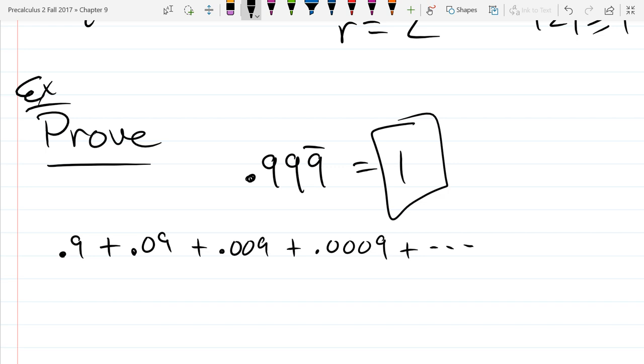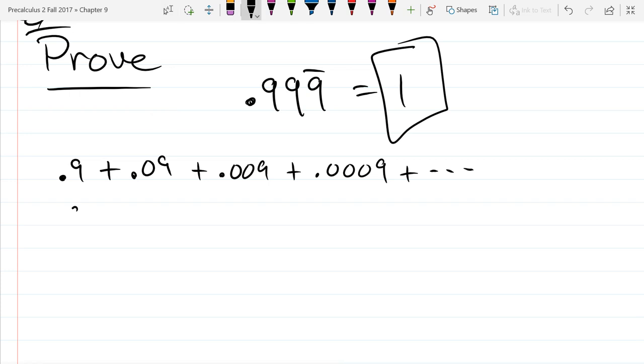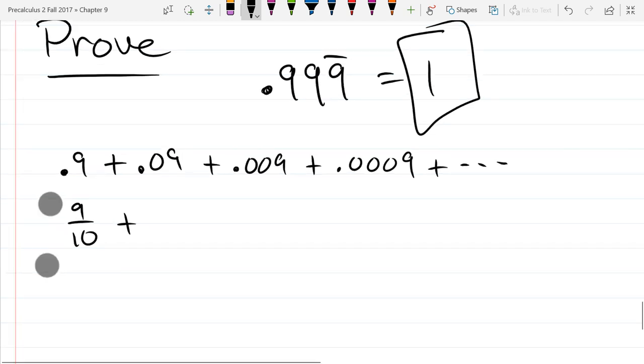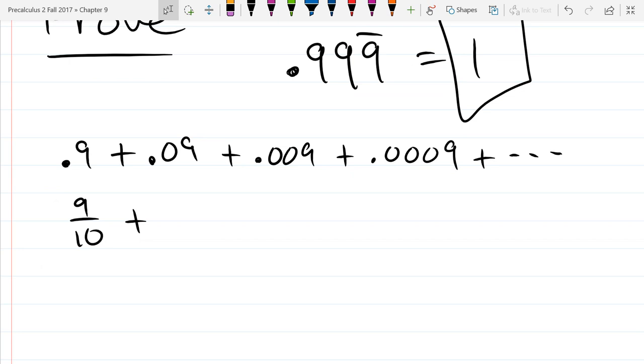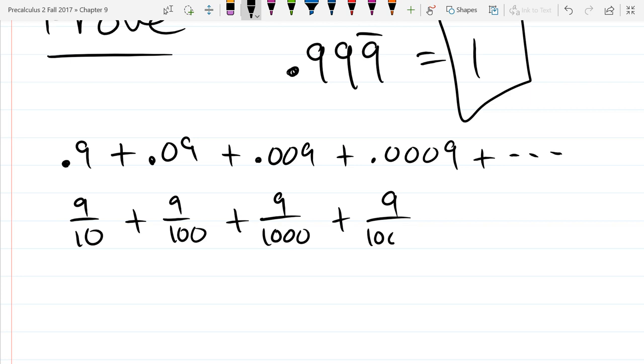So you should be able to see if I add just these first four together, I'd get 0.9999. And if I keep going, I get the next 9, the next 9, the next 9, and the next 9. All right, so this will be 9/10 plus, what is the fraction for the next? 9/100, and then I get 9/1000, 9/10000.